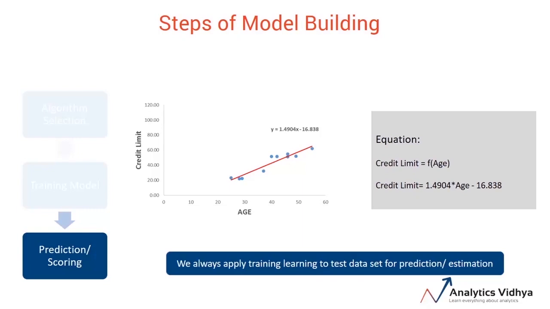Also, it should be kept in mind that we always make predictions on the test dataset and not on the training dataset to check the quality of our model, as making predictions on train may provide inaccurate and overly optimistic results. So this was all about the basics of model building.